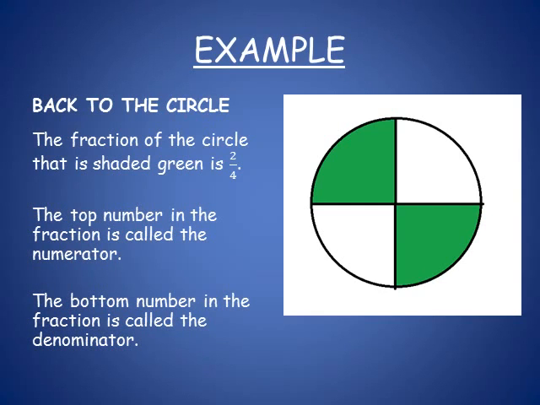The top number in the fraction, that's 2, is called the numerator. The bottom number in the fraction is called the denominator, and that would be 4. So numerator over denominator.